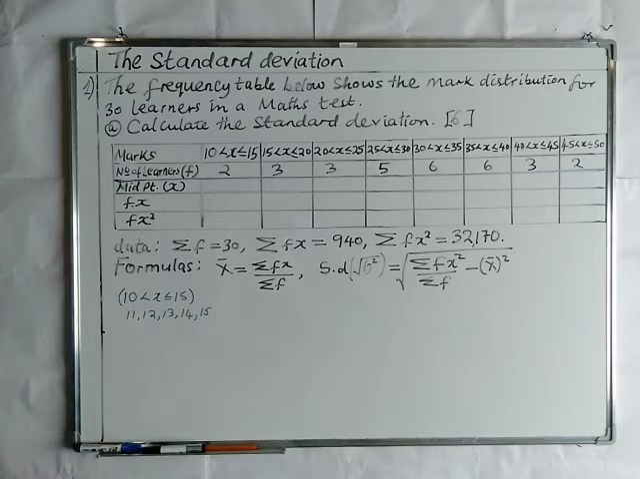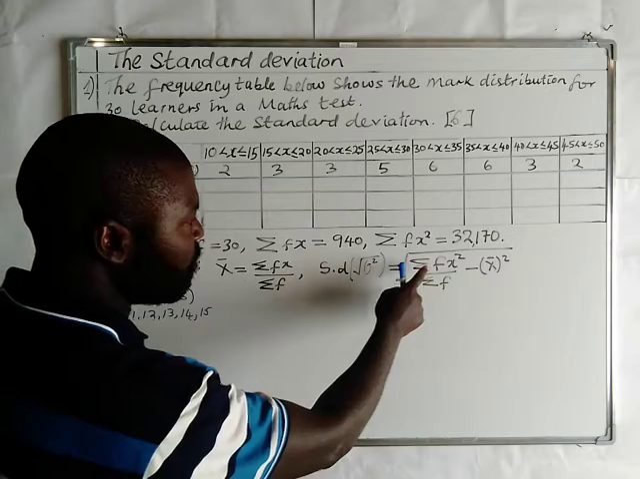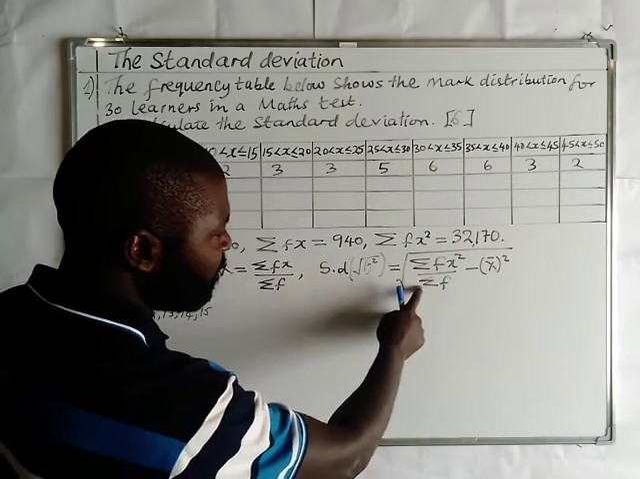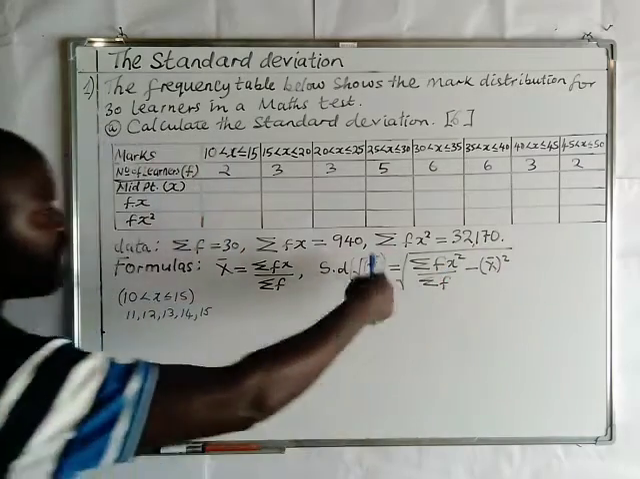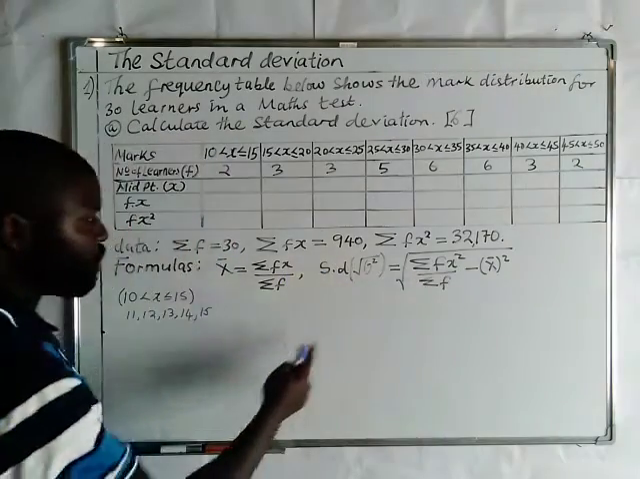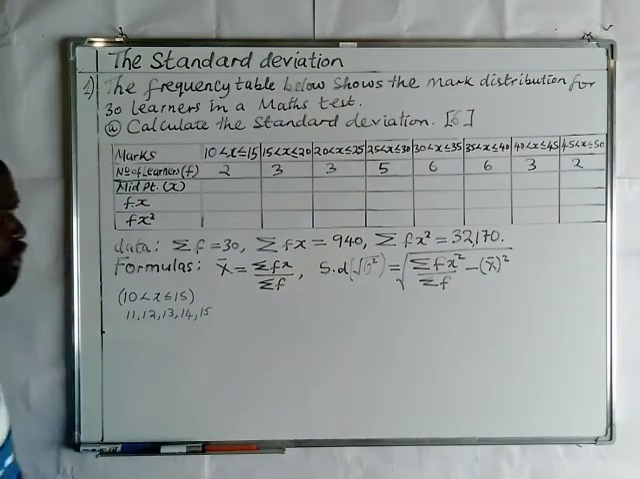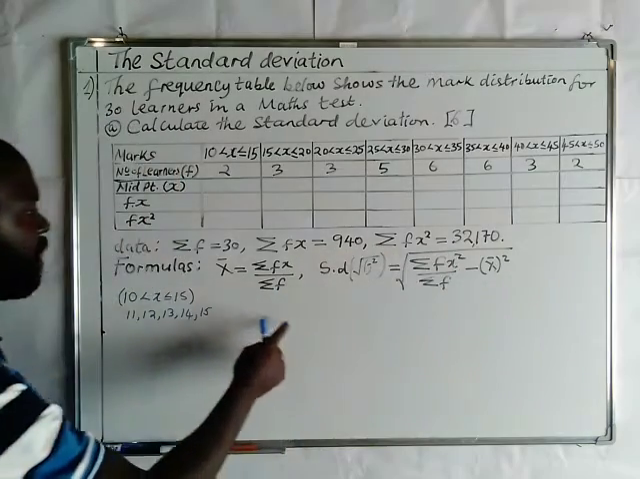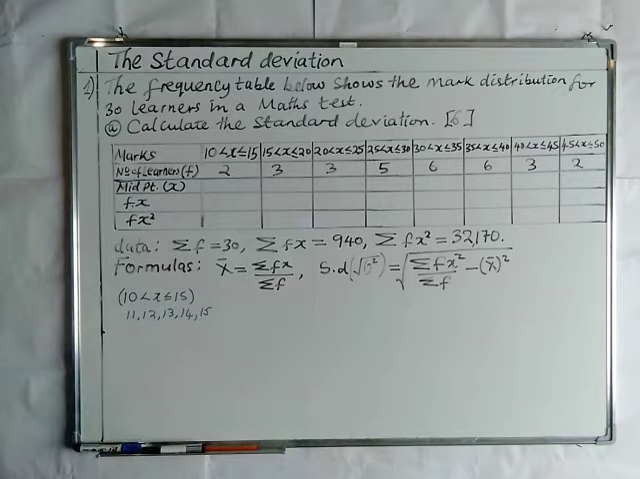So for us to be able to get the standard deviation, we have the formula. SD is equal to the square root of the sum of fx squared over the sum of f, minus the mean squared. So this is the formula that we are going to use. In the formula there is the mean, so we need first to get the mean. After getting the mean, we shall use it in the formula. We also need sigma fx squared and sigma fx to get the mean. So let us set the ball rolling.